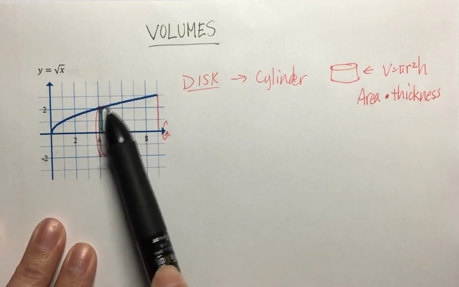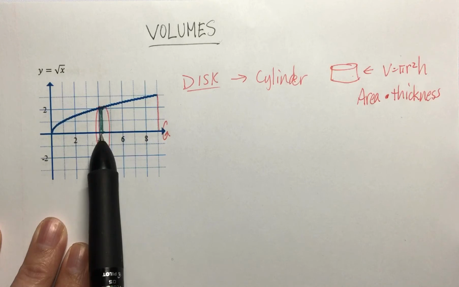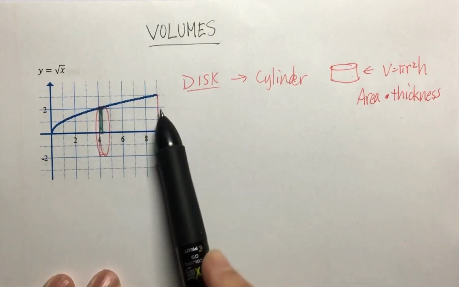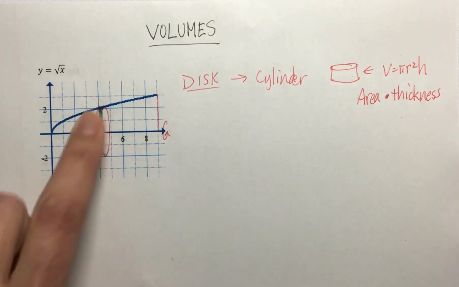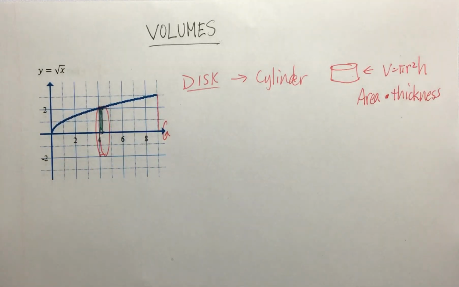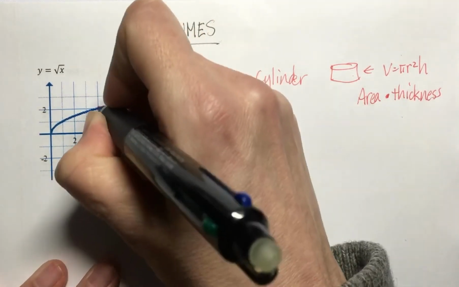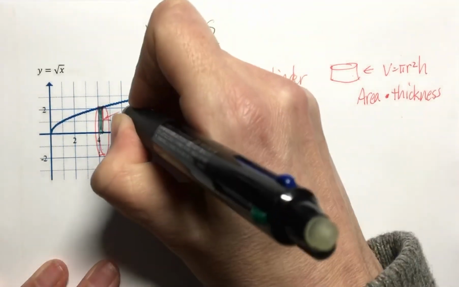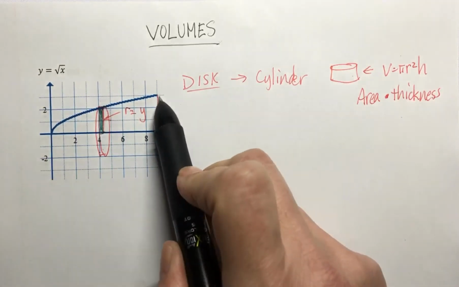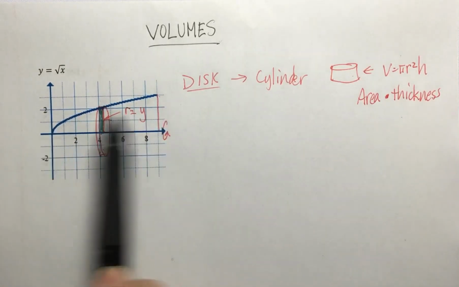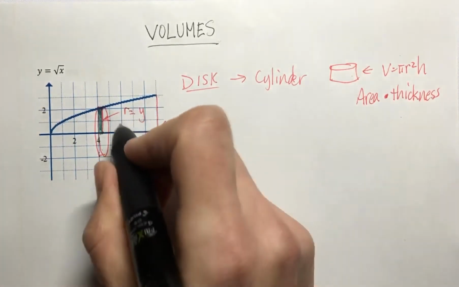I happened to draw this at x equals 4, so y is 2, but really this is anywhere along this whole entire strip. When I look at that red disk, it's still just pi r squared times h. The radius right there is the y value. In this case it happens to be 2, but out here it's 3, down here it's 1. It can be anything between 0 and 3. So the radius is the y value.